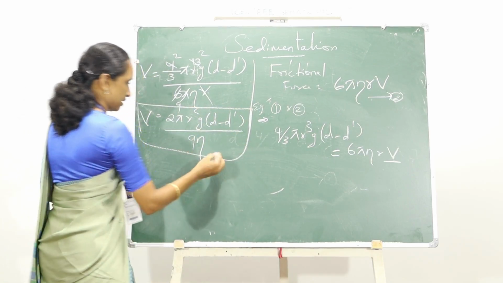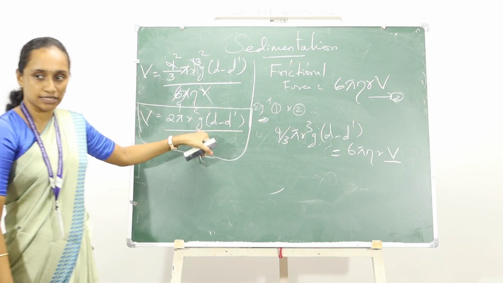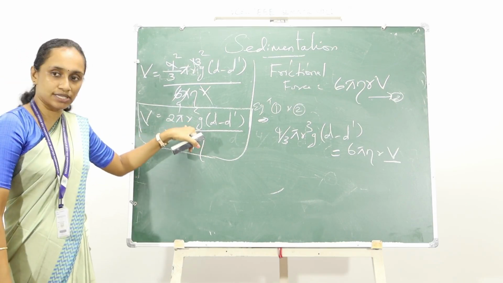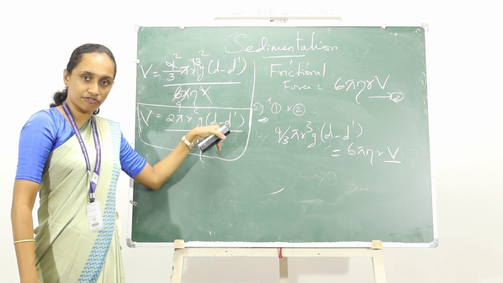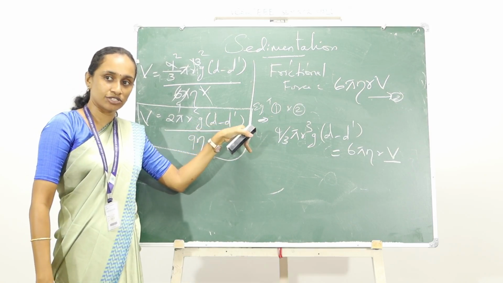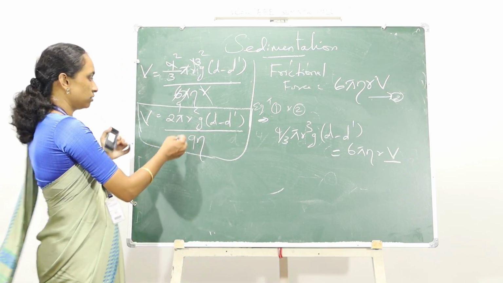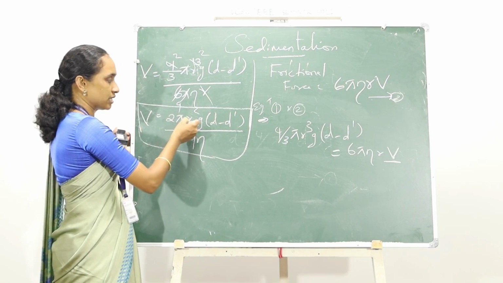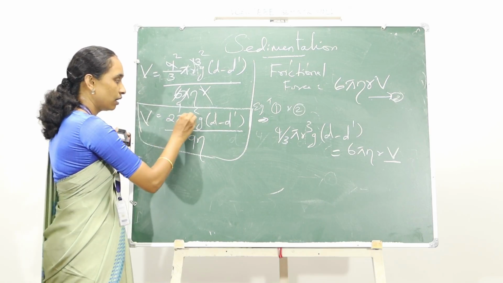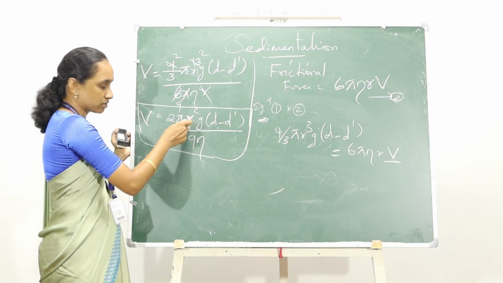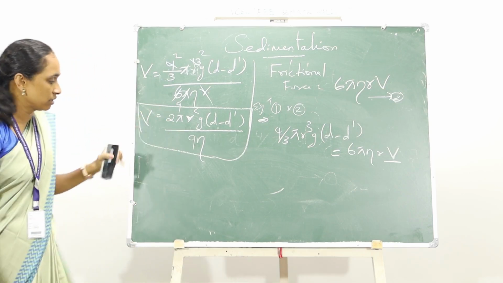So this is the formula for sedimentation velocity, where g is the acceleration due to gravity, r is the radius, d is the density of the particle, and d dash is the density of the solvent. By knowing the sedimentation velocity and density, we can find the radius. So how to find this v?